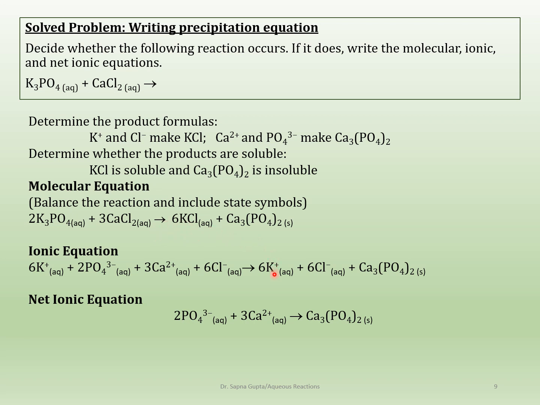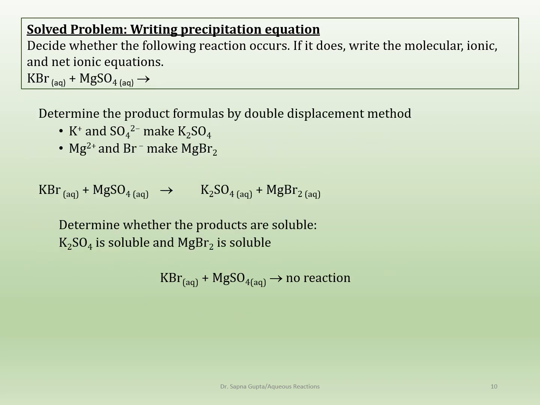So 6 potassium, 6 chloride, and calcium phosphate is insoluble. So you have that. That's the net ionic equation. How did we get the net ionic equation? Again, cross out the spectator ions on both sides. So potassium goes and chloride is gone, and you're left with your net ionic equation. This is how we write equations, okay? So there's nothing much more to it.